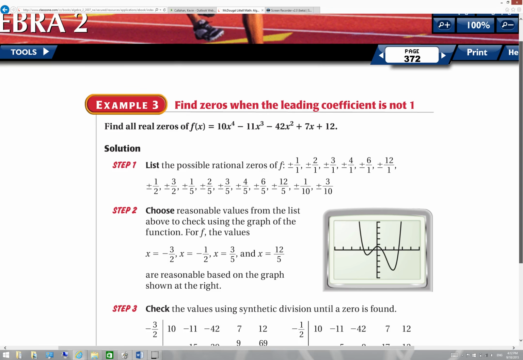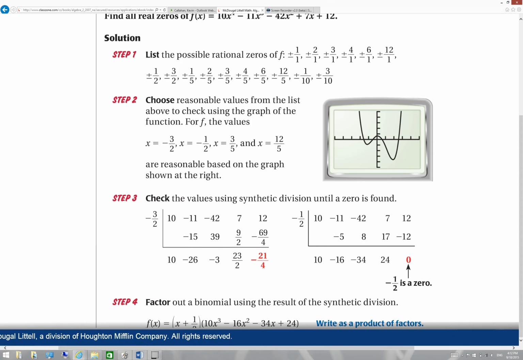And it looks like that's what they did. There's their synthetic division. It looks like -1/2 right there. That's a 0.